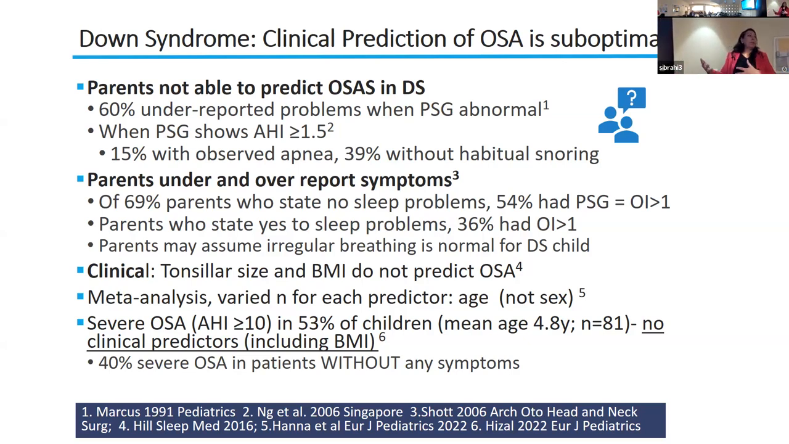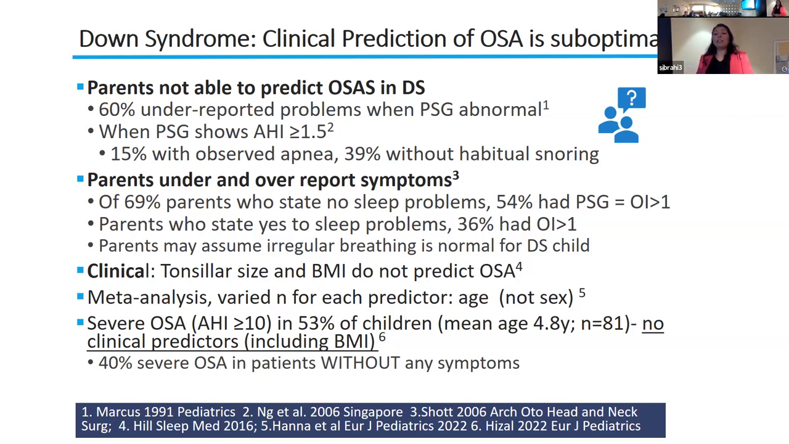So when they think there might be a problem, there's some mixed situation with symptom reporting, and then they come to the clinic. And then what do we base it on? Well, we look at tonsillar size in the pediatric clinic. We also look at BMI. It turns out those don't predict obstructive sleep apnea either, as you'll see also in other literature.